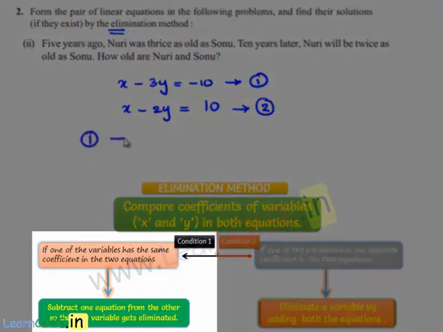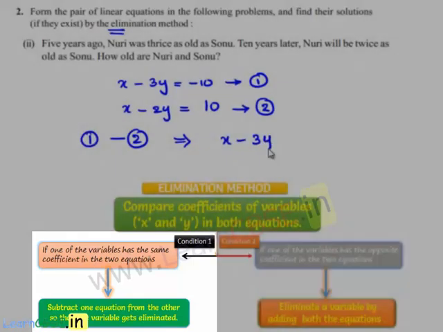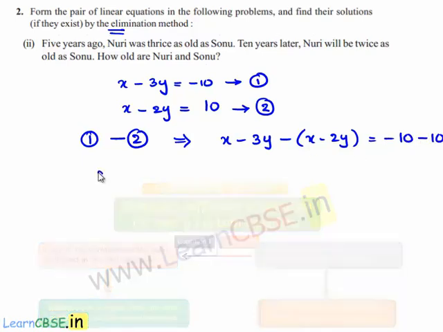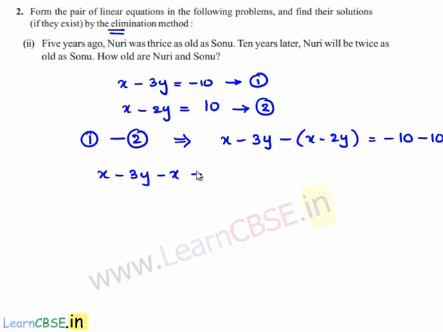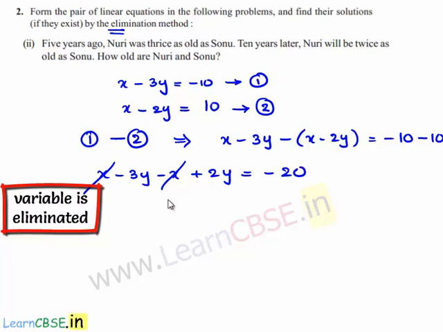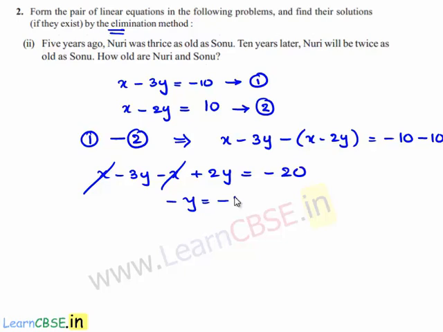So equation 1 minus 2 gives X minus 3Y minus of X minus 2Y is equal to minus 10 minus 10. That gives X minus 3Y minus X minus of minus 2Y is plus 2Y, minus 10 and minus 10 gives minus 20. Plus X and minus X will be cancelled. Minus 3Y plus 2Y is equal to minus Y, which is minus 20. So we will be getting the value of Y as 20.